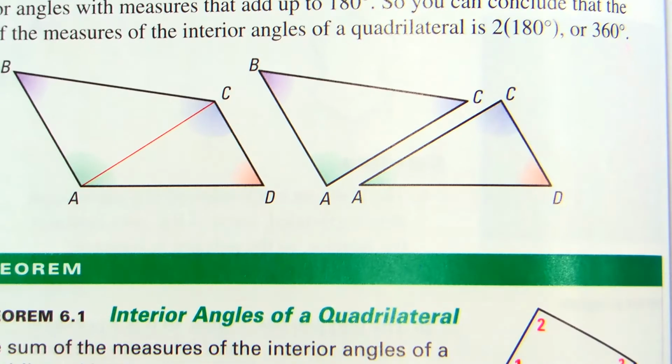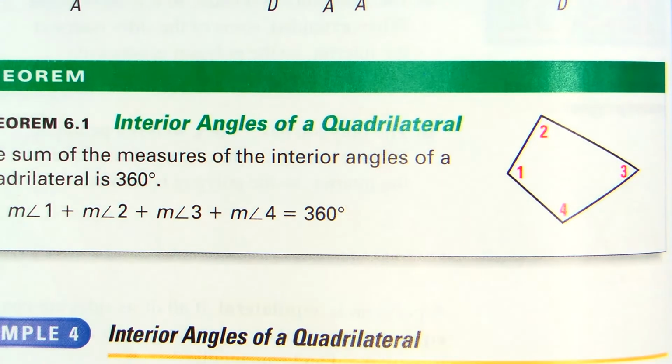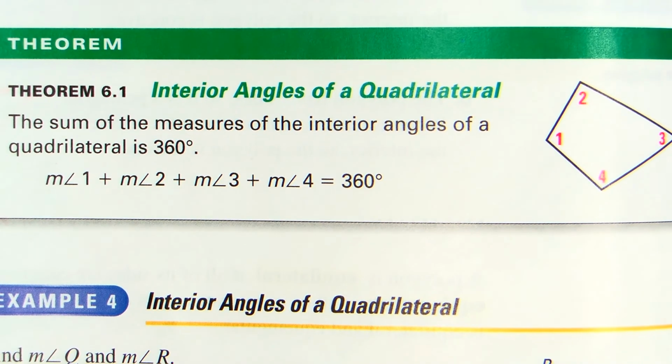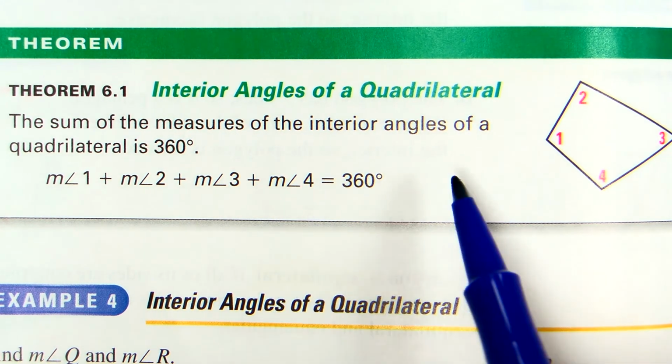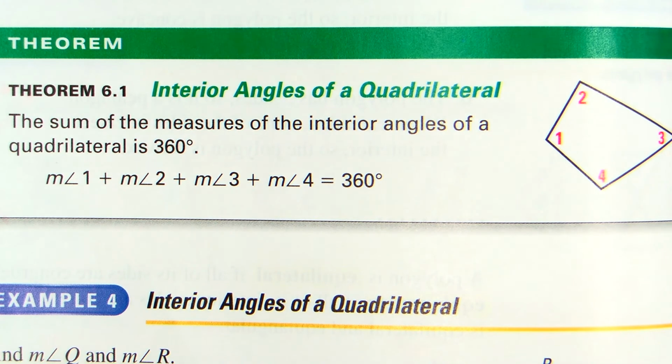Also, on a polygon, one of the major theorems out of this one is about the interior angles of a quadrilateral. Now, quadrilateral is a four-sided polygon. The sum of the measures of the interior angles of a quadrilateral is 360.